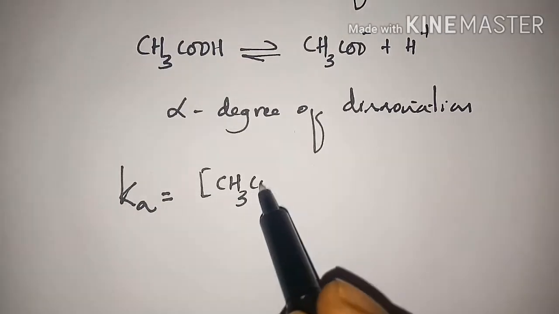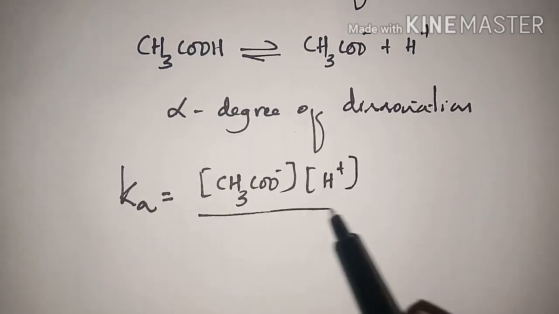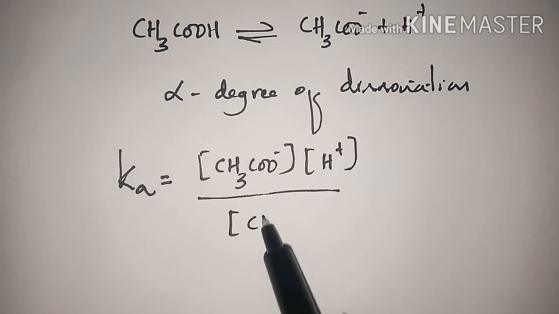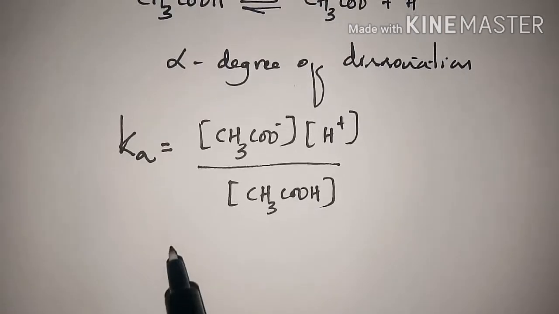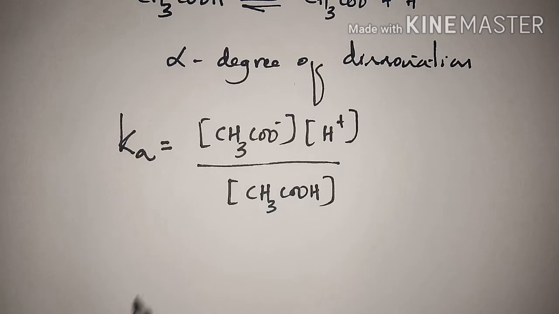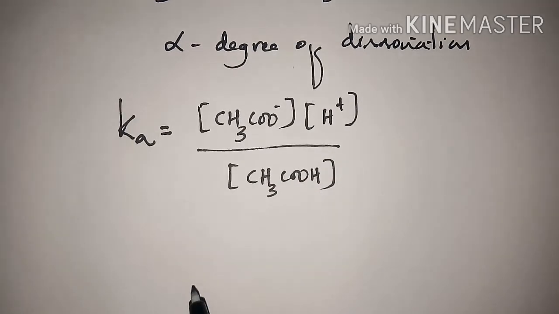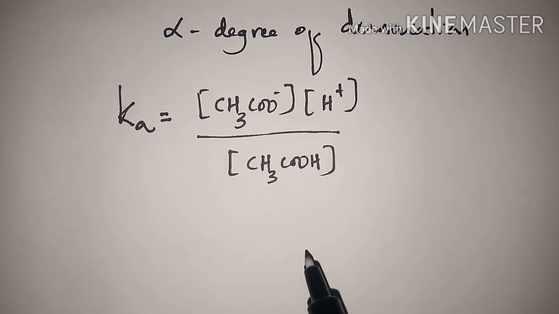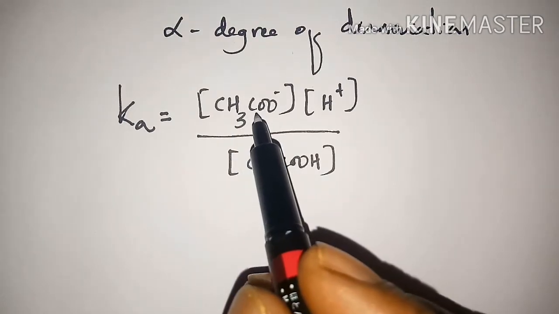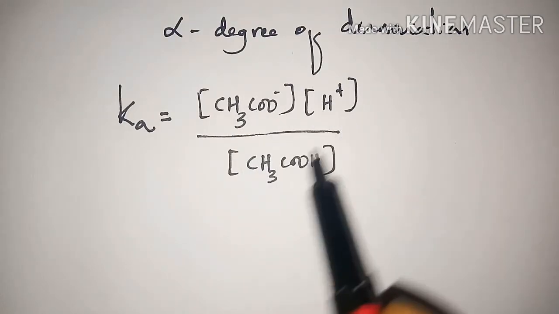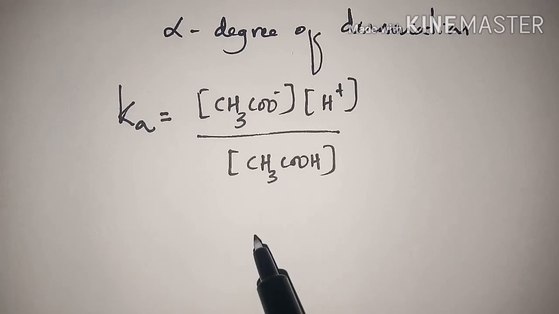After applying it, the equilibrium constant we call Ka: the concentration of acetate times the concentration of H plus, divided by the concentration of acetic acid. This equilibrium constant we call the dissociation constant. Here the acetate ion concentration, the H plus concentration, and the undissociated molecules are those after attaining equilibrium.